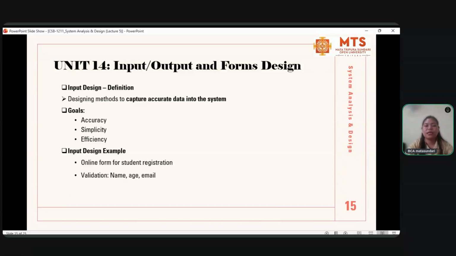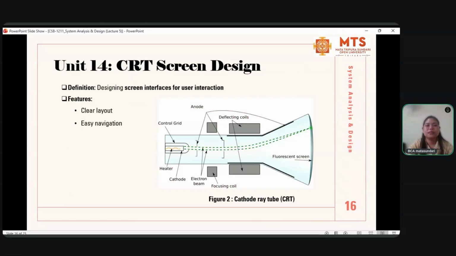An input design example will be an online form for student registration, and validation like name, age, and email must be there in input design. Next, CRT screen design. What is CRT screen design? The full form of CRT is cathode ray tube, designing screen interfaces for user interaction. Features will be clear layout and easy navigation. Like we see in our TV screen, mobile screen, they all use this CRT screen.